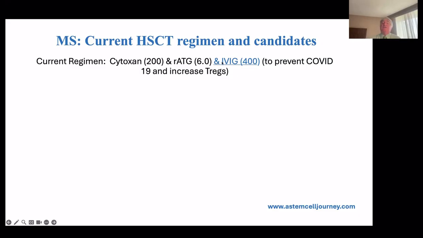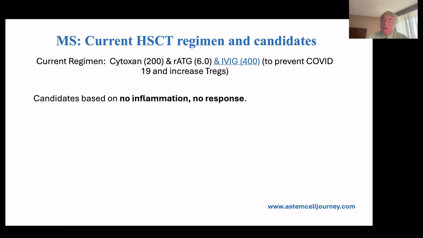IVIG, by the way, is a drug used for really inflammatory MS, and it works. And it's not immune suppressive. It has antibodies that block infections, viruses, and bacteria. And not only is it not immune suppression, it increases Tregs to cut off immunity.